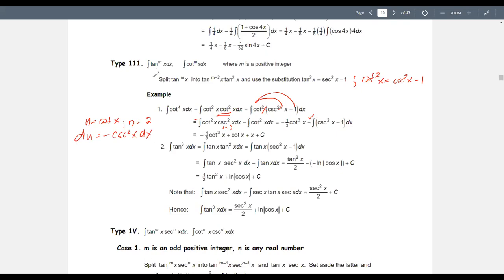Are you sure you can follow? So type 2 is only one function, either tangent or cotangent raised to a positive exponent. Now you will be transforming using a different identity, and the identity can either be the tangent squared x in terms of secant squared x minus 1 or cotangent squared x in terms of cosecant squared x minus 1. Clear? No problem with this example?